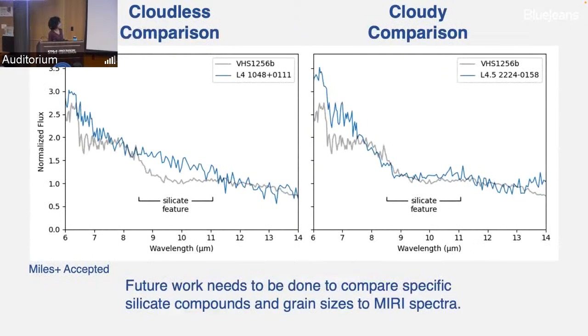And then this is just a comparison between other brown dwarfs. The data is plotted in gray, and the template spectrum is in blue. This brown dwarf is relatively cloudless, and you can see the clear dip from the silicate feature from VHS 1256b. In the Spitzer spectra, you can see that they match up nicely when compared to a cloudier object.